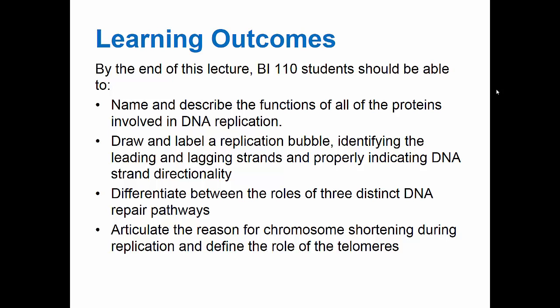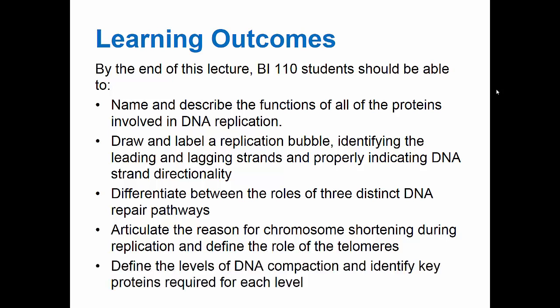You should be able to articulate the reason that eukaryotic chromosomes shorten during DNA replication and define the role of the telomeres in this process. And finally, you should be able to define the different levels of DNA compaction, highlighting key proteins that are required for each level of the higher order structure.